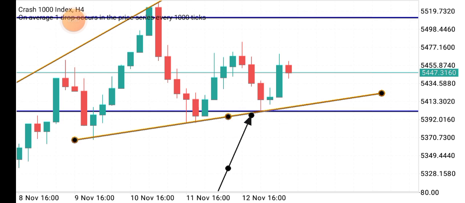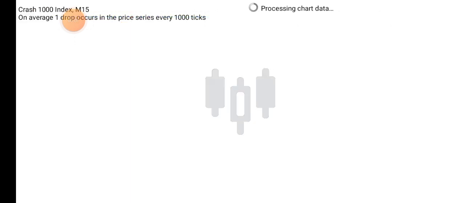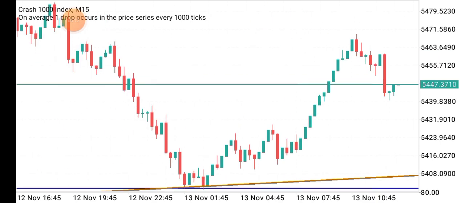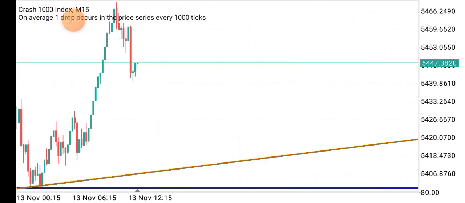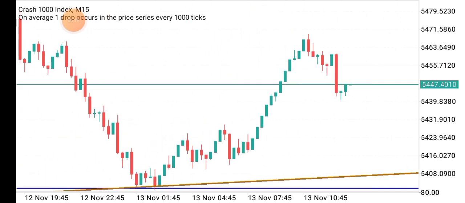All right, so on the 15 minutes time frame, I noticed something. Let me go down to the 15 minutes time frame quickly. The same thing I shared with you guys the other day in one of my videos, I think it was on Crash 500 Index. The same thing I shared is what I saw, and it prompted me to enter the trade. And what was that? All right, so look at this.